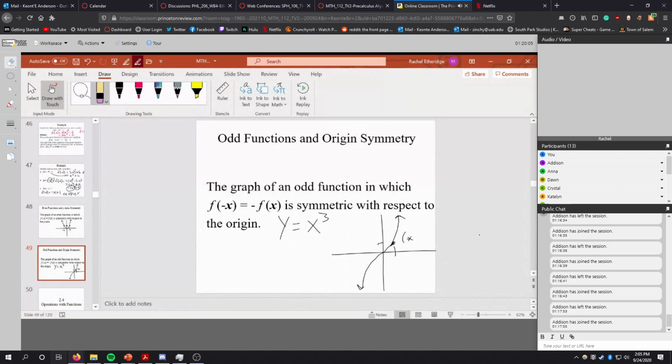Sorry, making a mess. Don't like this pen. I hope I don't go off without it again.